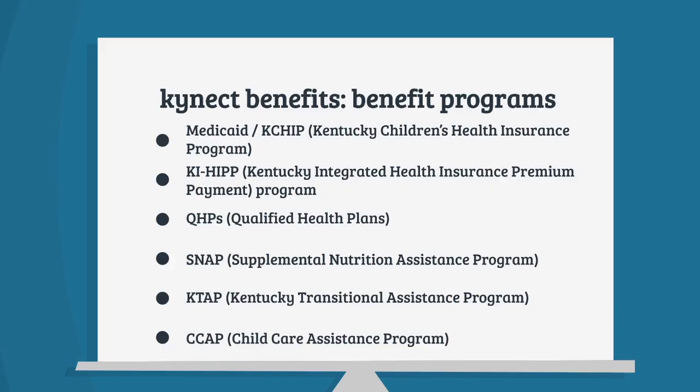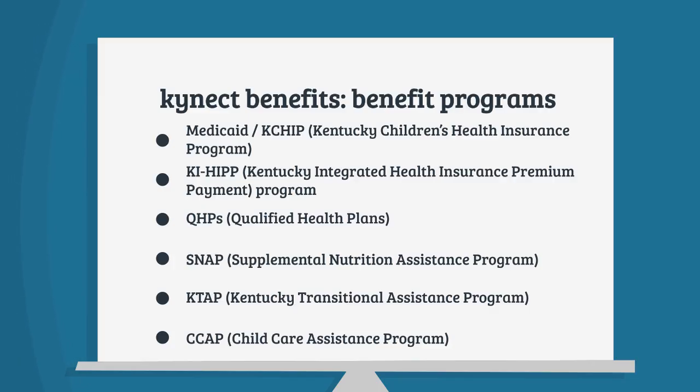Any resident who has not been found to have committed an intentional program violation may apply for SNAP. KTAP, or Kentucky Transitional Assistance Program, provides financial assistance. And Child Care Assistance helps Kentuckians pay for child care.